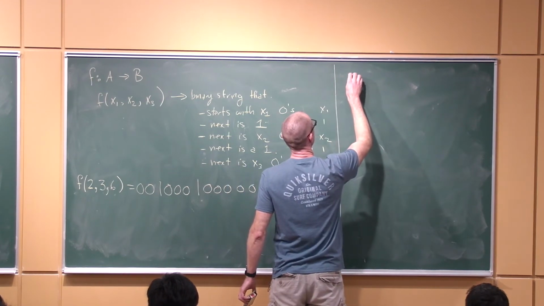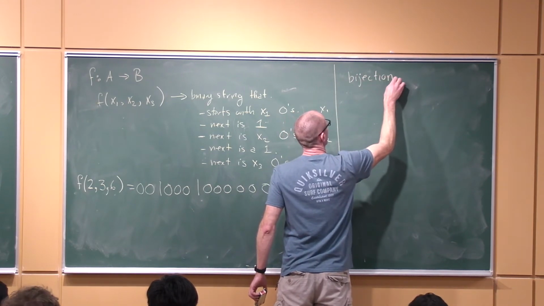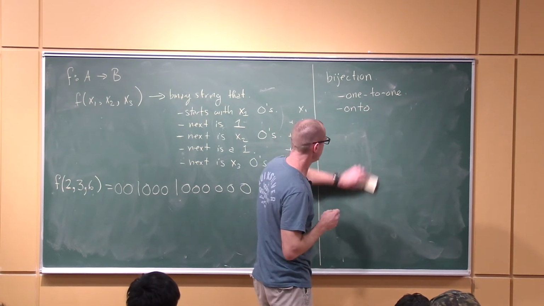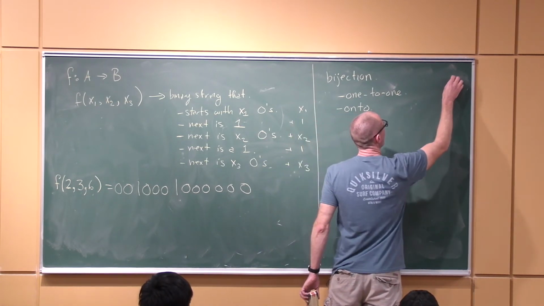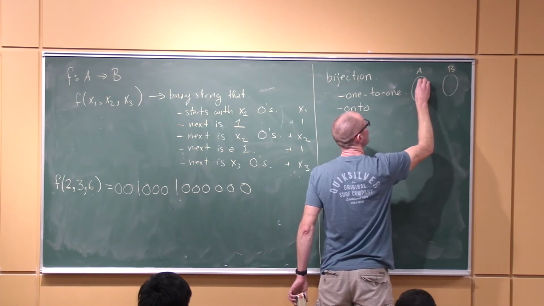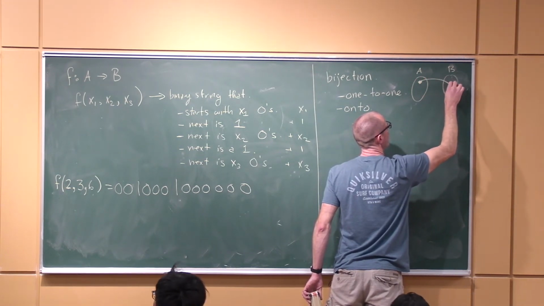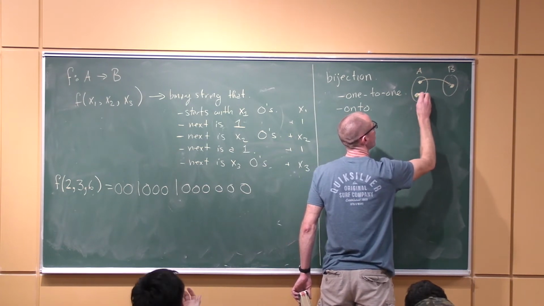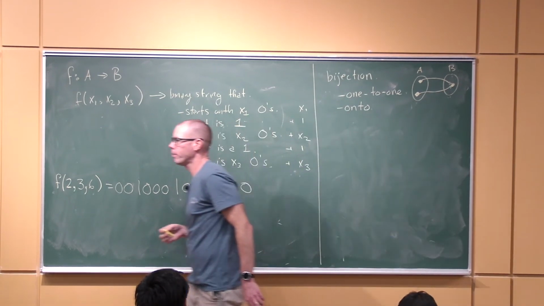But now we need to show that it's a bijection. Bijection means that it's onto and one to one. So remember, one to one means that I should never have this situation. I take an element from A and I apply f, and it goes to an element of B. And I take a different element from A and I apply f, and it goes to the same element of B. That should never happen.